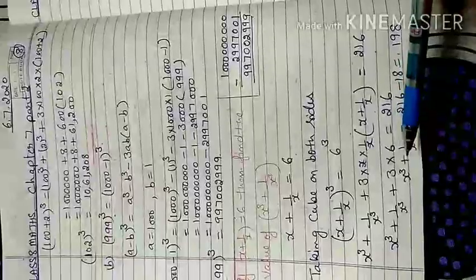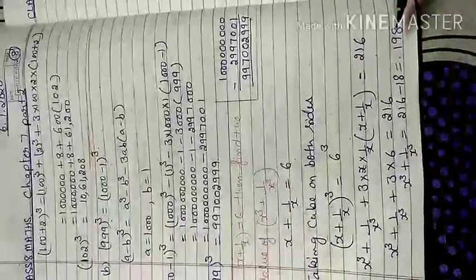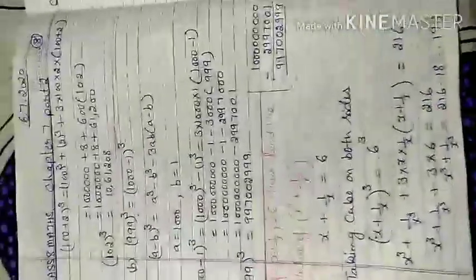6 3s are 18, 18 moves to the other side, 216 minus 18 is equal to 198. So that is my required answer for x cube plus 1 by x cube.